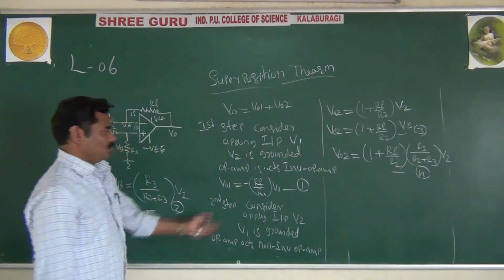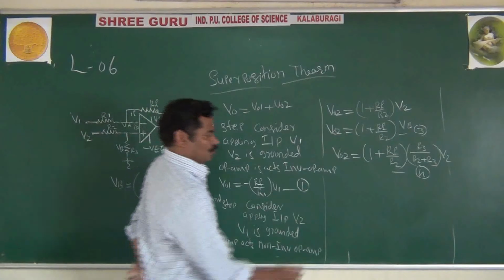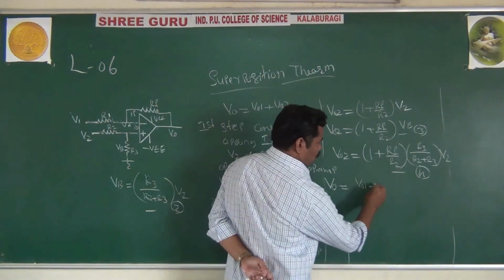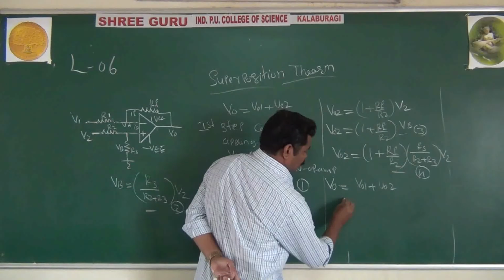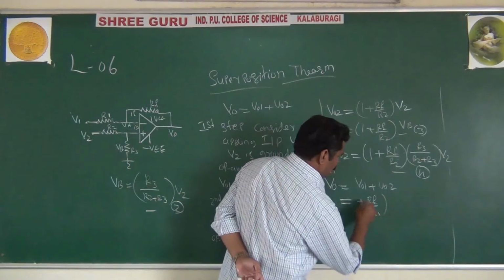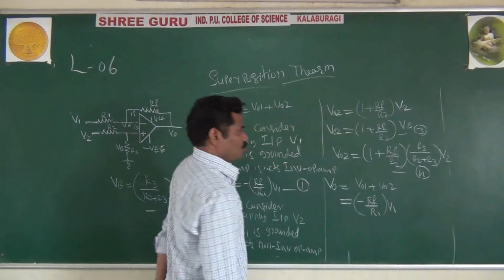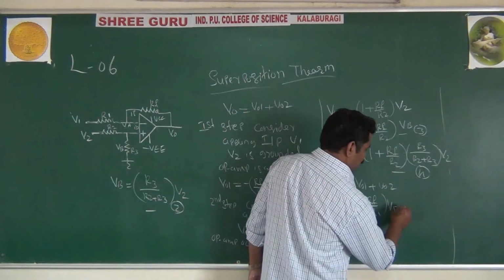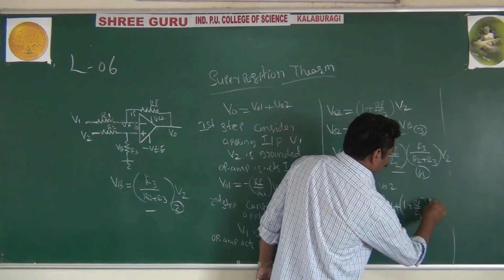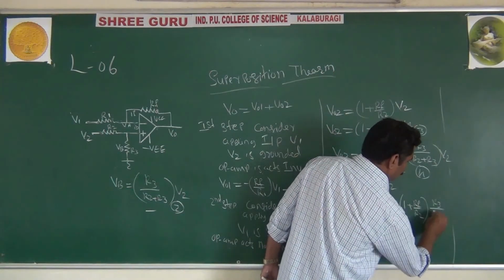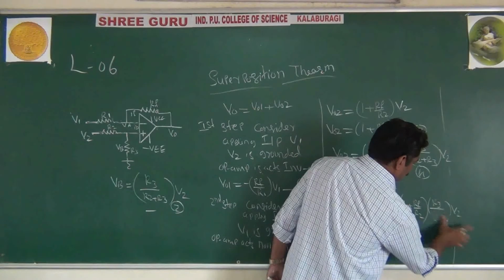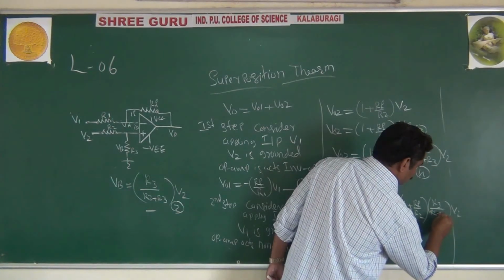And you can add equation 1 and 4. Add equation 1 and 4, we get the total voltage. The total voltage is nothing but V01 plus V02. And as you know, the V01 is nothing but minus Rf by R1 into V1, plus 1 plus Rf by R2 into R3 by R2 plus R3 into V2.